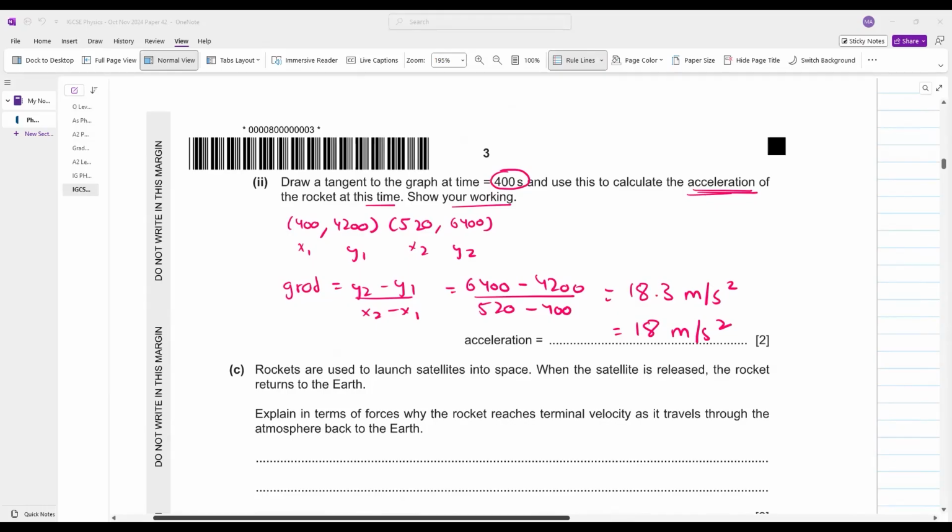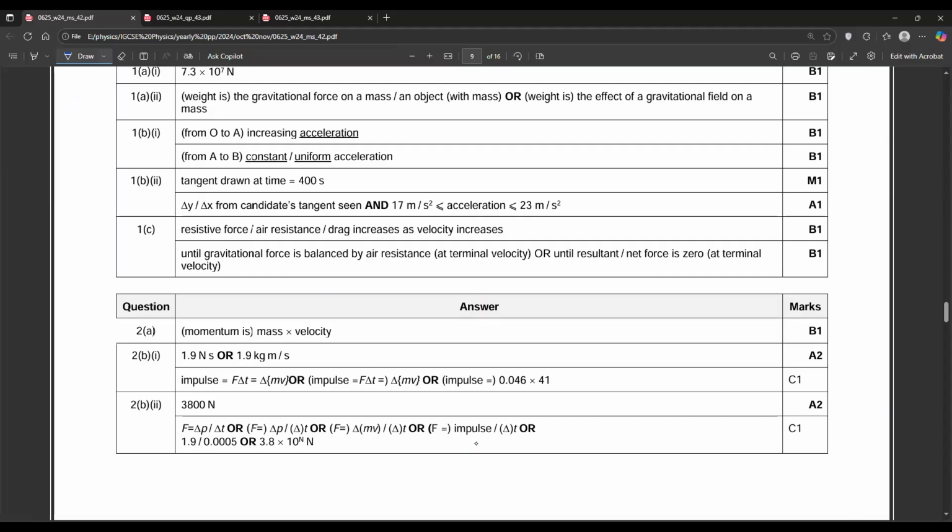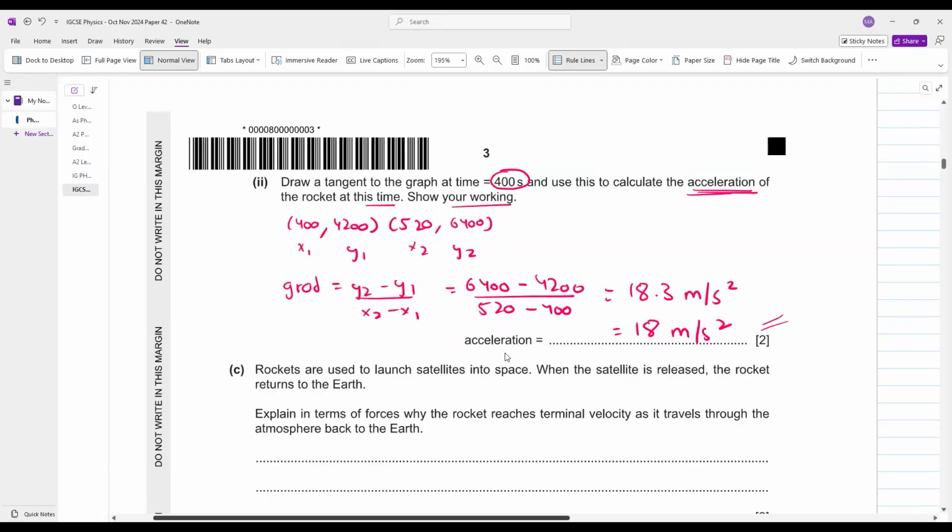And if I show you the marking scheme, even if you have a bad drawing, but your gradient or your acceleration lies somewhere between 17 to 23, then basically you have done it correctly. ठीक है? अगर आपका आंसर 17 से 23 के बीच में कहीं भी आ रहा है, we are getting an answer of 18, we have done it correctly.